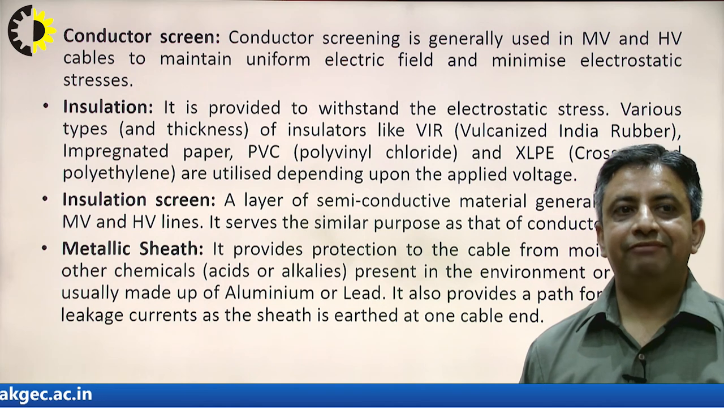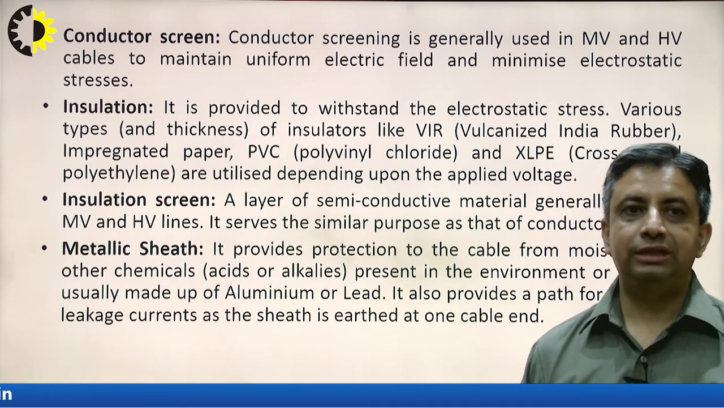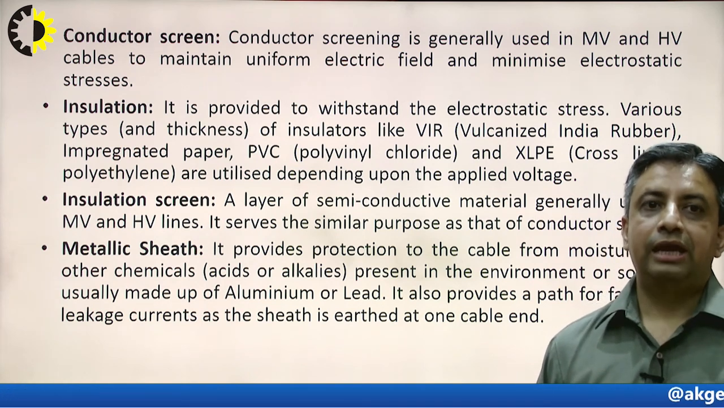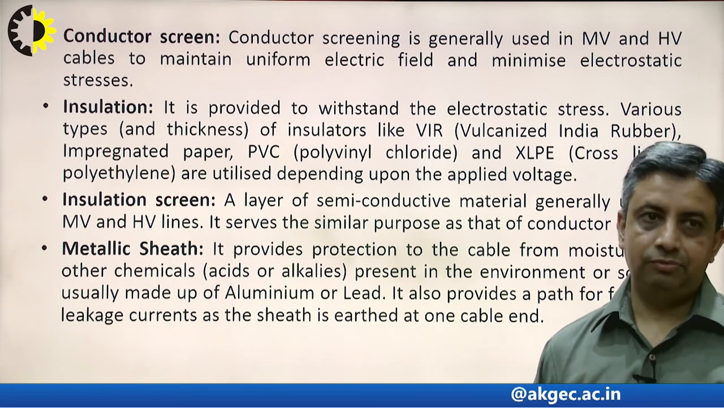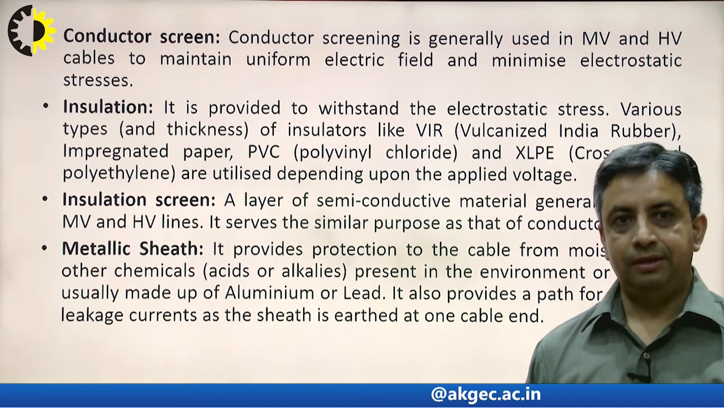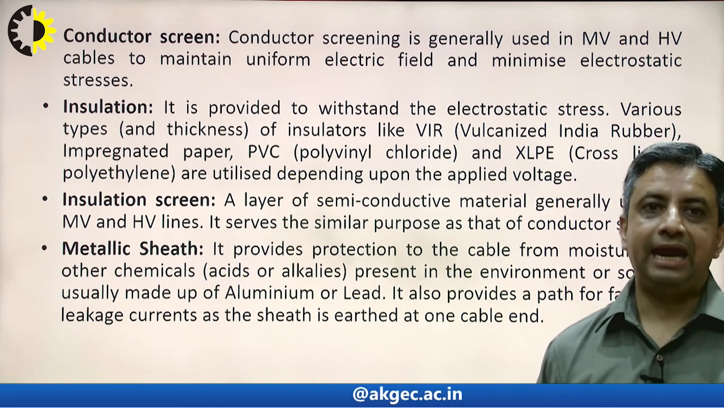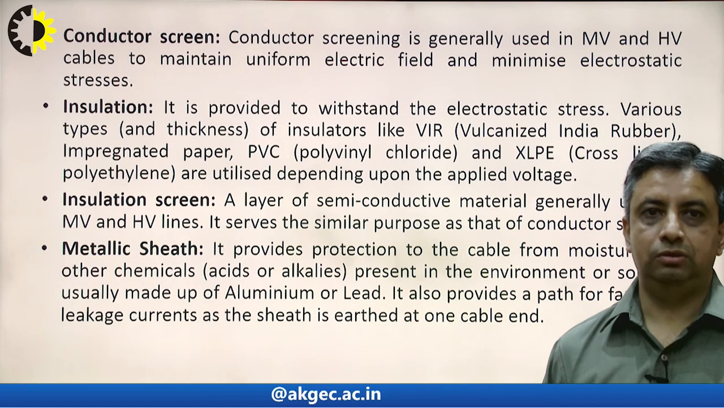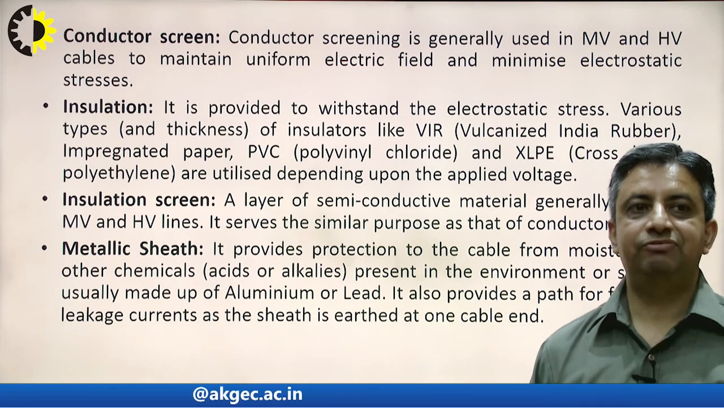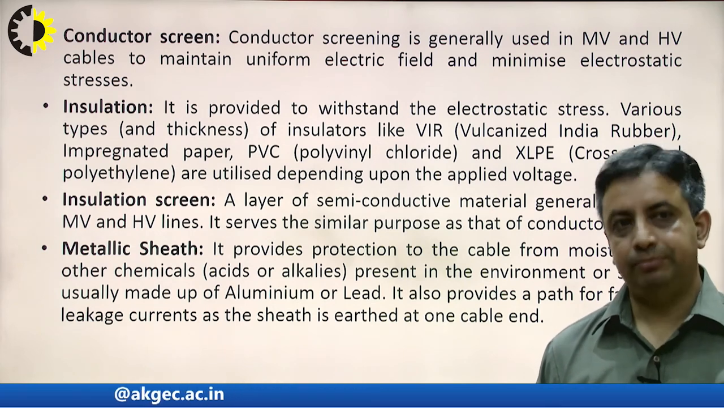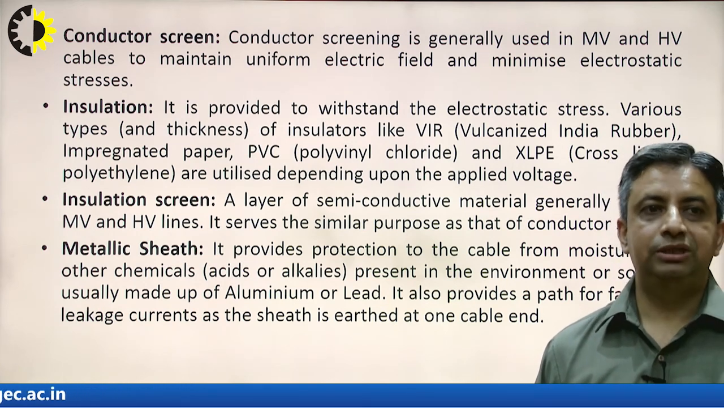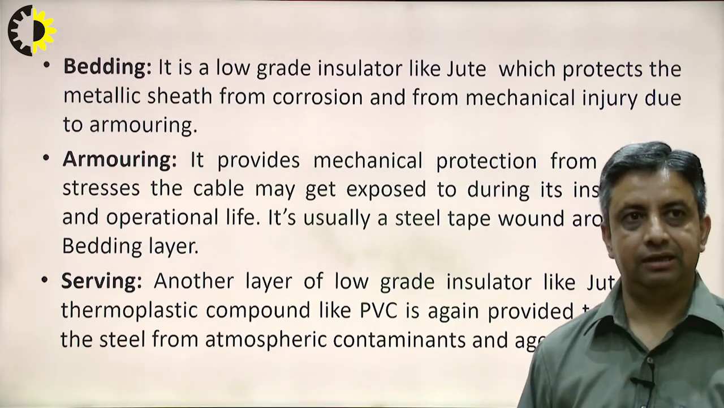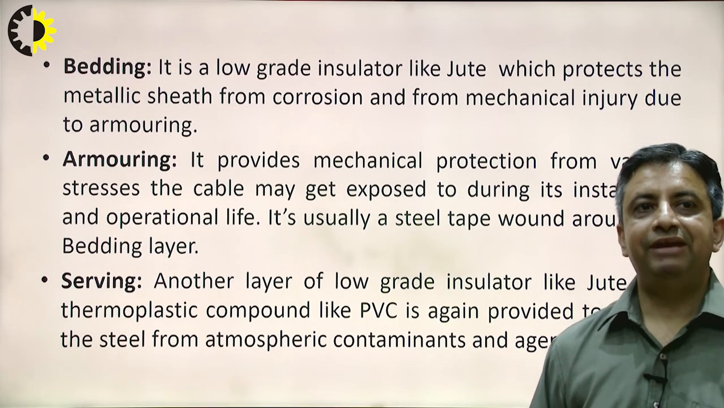Over that, we have this metallic sheath, because we know that this cable has to be put underground, so it will go under mechanical stress and it will be exposed to chemicals also. So to save it from the mechanical stress and from chemical attack, we generally provide a metallic sheath to this conductor. Now over that, we have bedding.